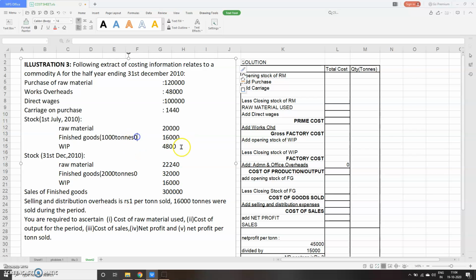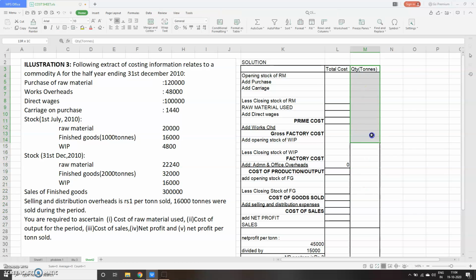Okay, one thing you have to see here is the unit also is given for finished goods. Okay, that is 1000 ton here. In the closing stock, 2000 ton is given here. So that is the reason you'll see in my cost sheet here, I have drawn two columns. One is for tons quantity, one is for total cost.